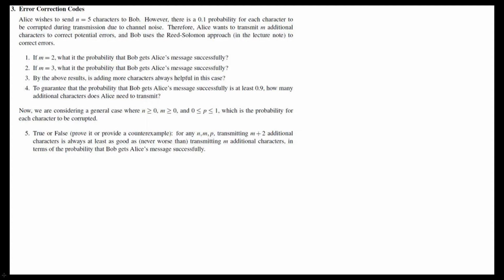And one point of clarification here is that all n plus m characters are subject to this 0.1 probability of being corrupted. In part 1, we want to know if m equals 2, what is the probability that Bob gets Alice's message successfully? We know from Reed-Solomon codes in class that Bob can tolerate up to m over 2, which in this case is 1, corrupted characters.